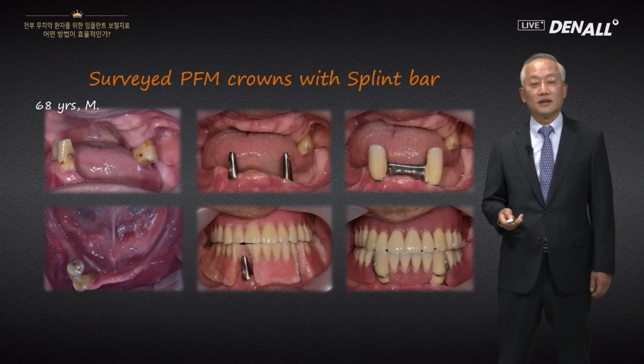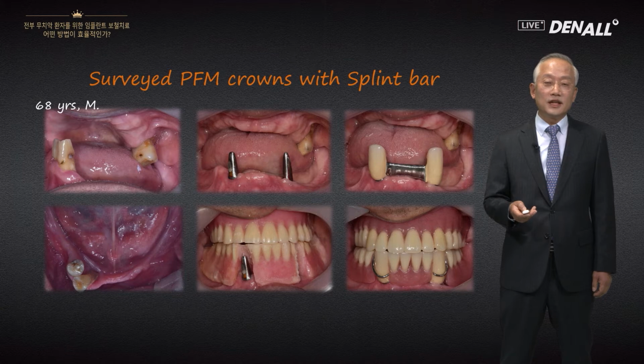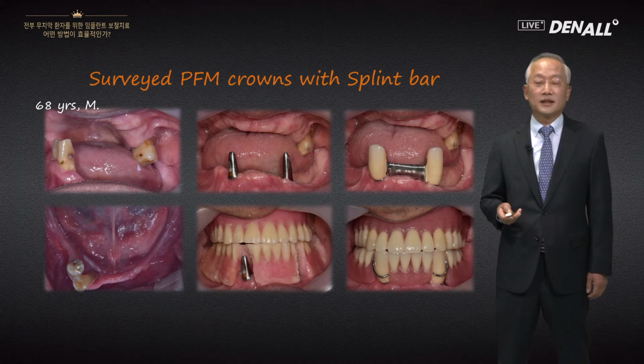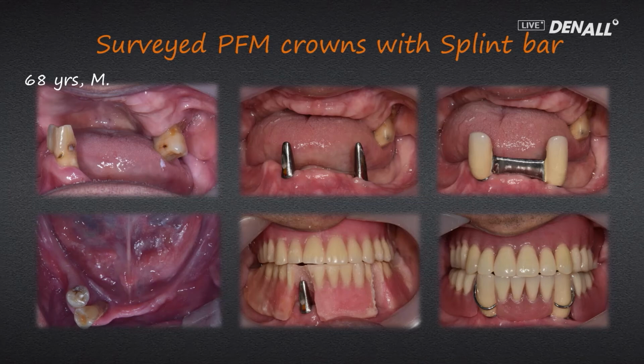Overdenture cannot be applied, so this design is used. I prefer splint bar in this design. 2 implants are placed, and splint bar is used to connect them to create partial denture. Using such design, the patient can receive insurance and also get rather satisfactory result.